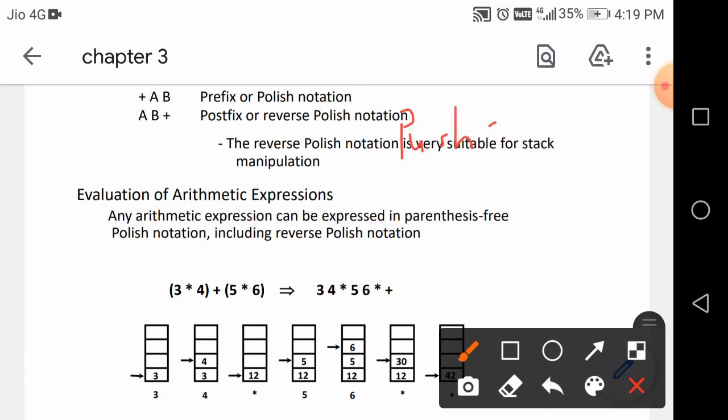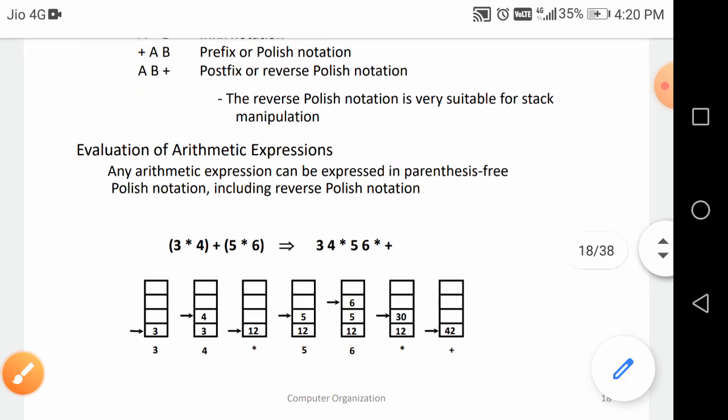Push 3, push 4, mul, and similarly the next step will be push 5, next push 6, mul. After that, finally you are doing the add. The final result will be stored as shown in this form.